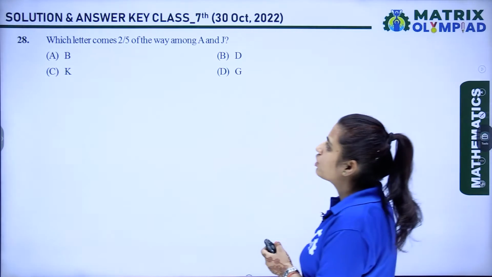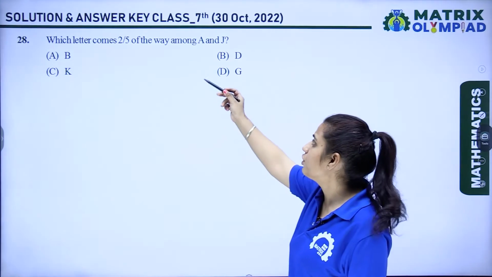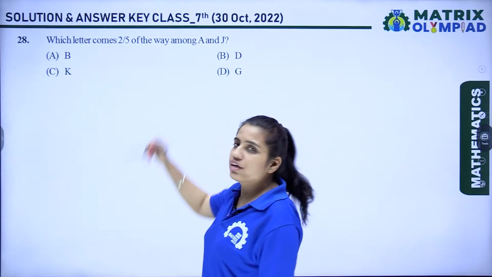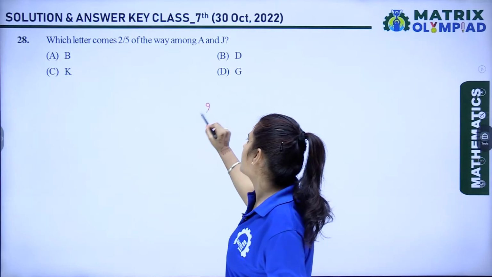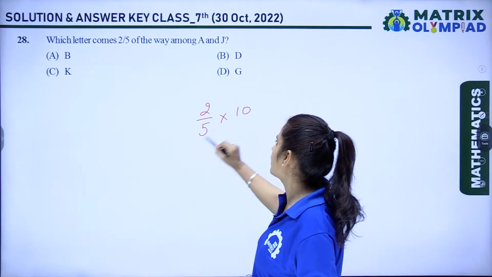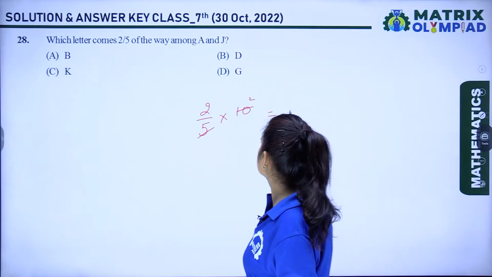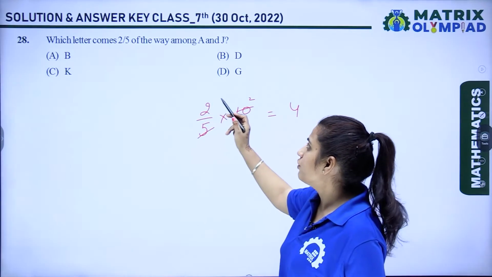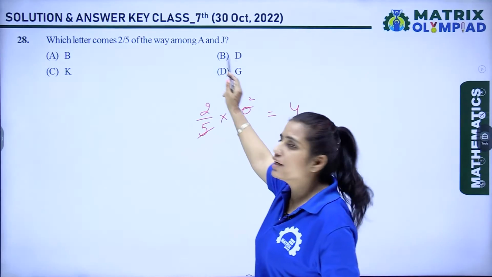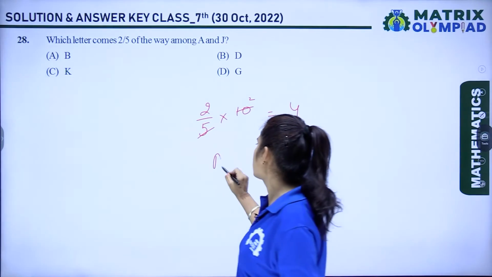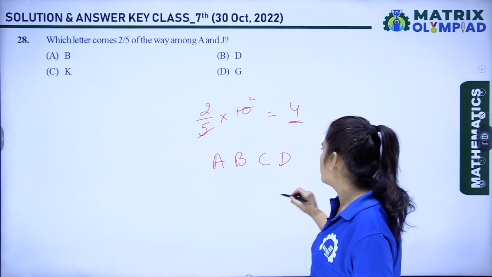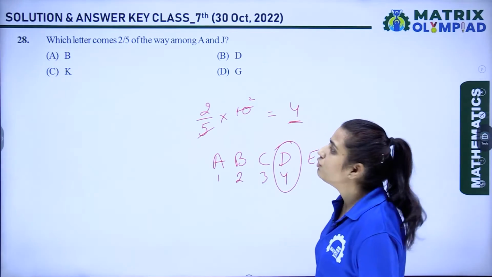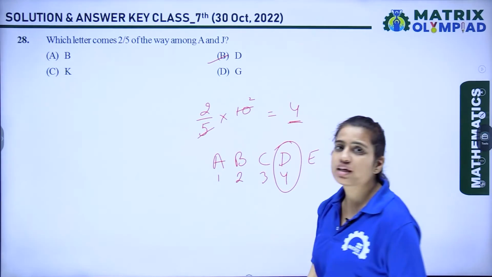Now the next question is, which letter comes 2 upon 5 of the way among A and J? Here from A to J we have 10 letters. So we can say that 2 upon 5 multiplied by 10 is 4. Now which letter comes 2/5 of the way among A to J? The fourth letter: A, B, C, D. If we count letters 1, 2, 3, 4, D is the fourth letter. So option B is the correct answer.